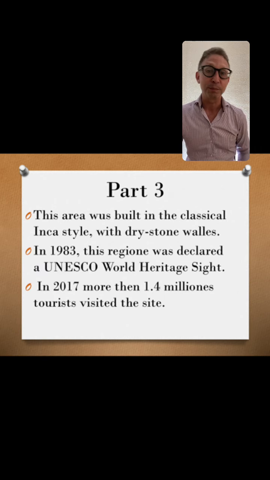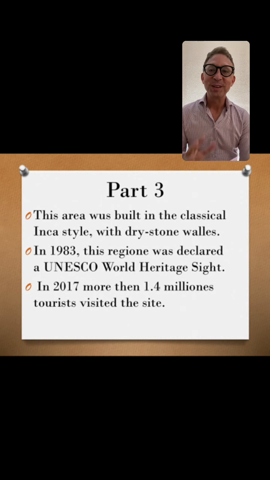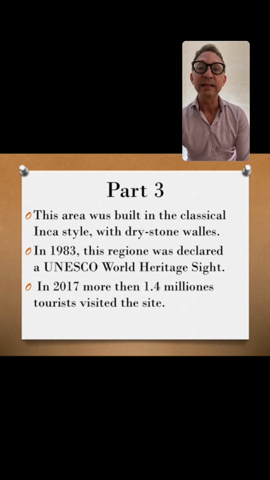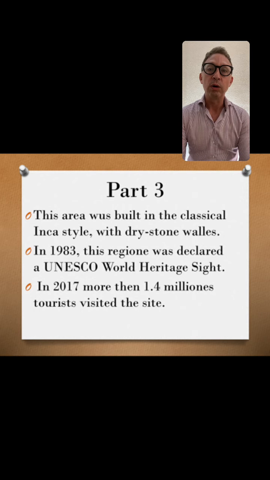Here we go. Part or page 3. There are 3 sentences. I'm going to give you extra time. I'm going to read all 3, and you're looking for 6 misspelled words, 2 per sentence. This area was built in the classical Inca style with dry stone walls. In 1983, this region was declared a UNESCO World Heritage Site. And finally, in 2017, more than 1.4 million tourists visited the site.